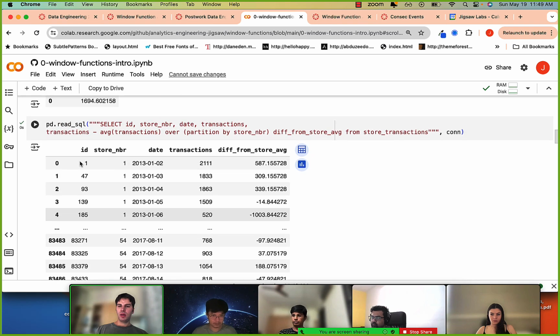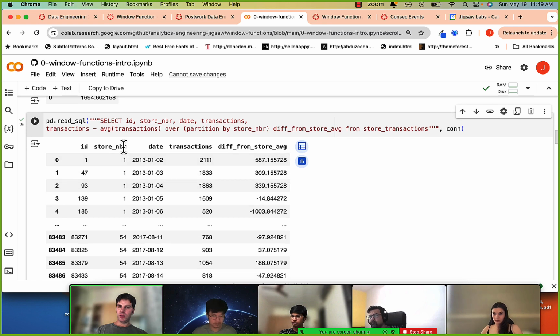All right? And now, here we have the difference from the store average, right? So this was 1,500. Here we're at 2,000, so it's 500 above. Here this is a little over 300 above, below average. Okay, way below average.